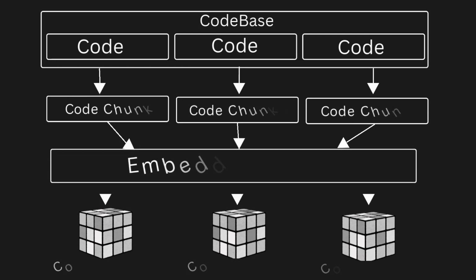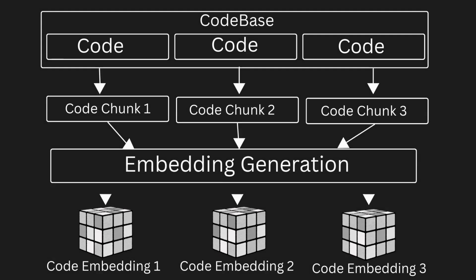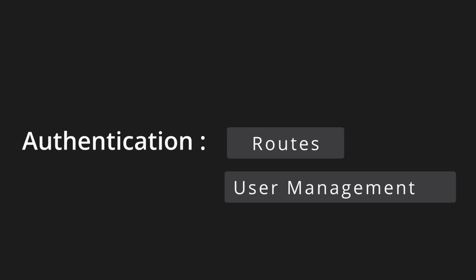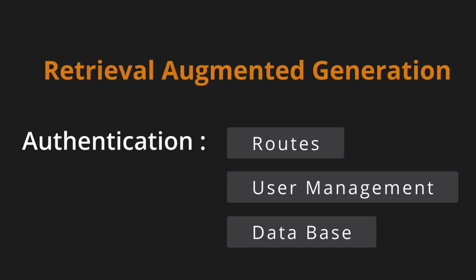The code base is split into smaller chunks and converted into embeddings, numerical representations that capture the meaning of the code, allowing the IDE to search the project by meaning rather than just keywords. When you write a prompt, the IDE searches these embeddings to find code that is semantically related to your request. For example, if you ask for authentication, the system might retrieve files related to routes, user management, and database access. This technique is called Retrieval Augmented Generation, or RAG.